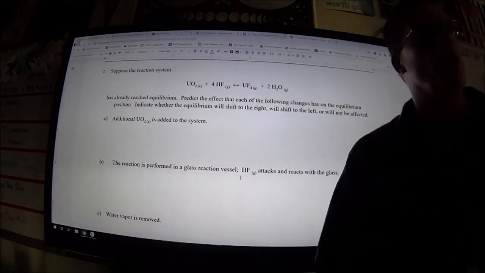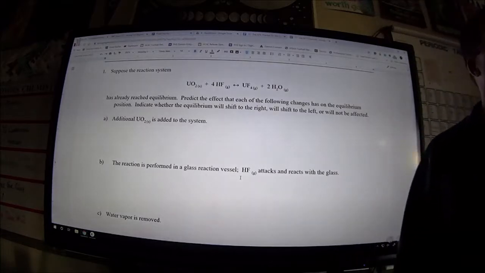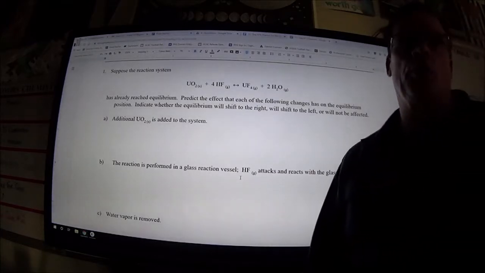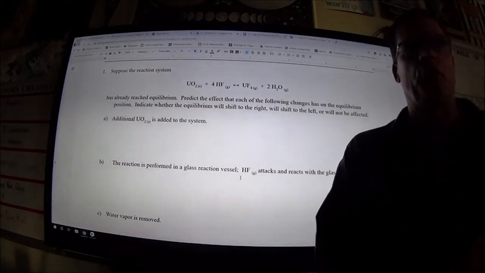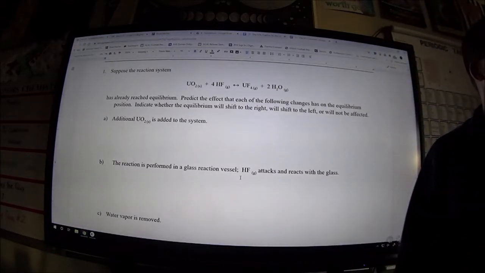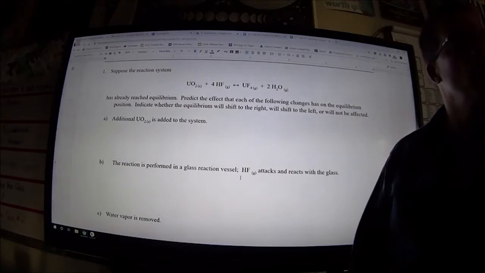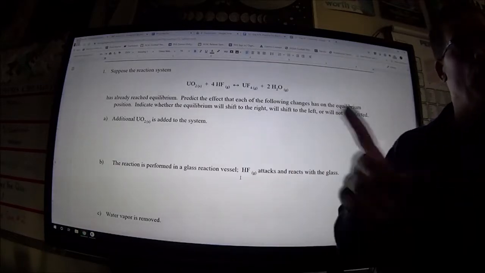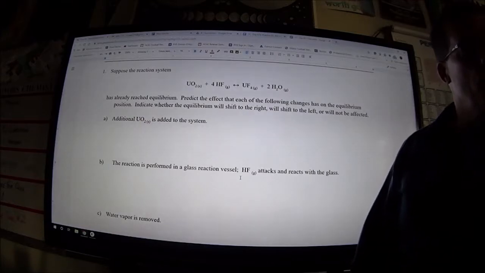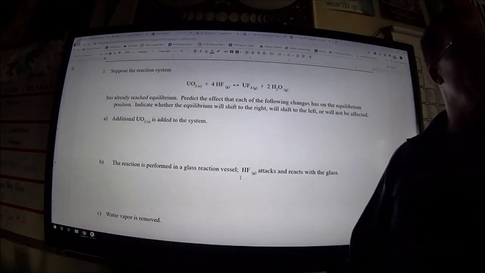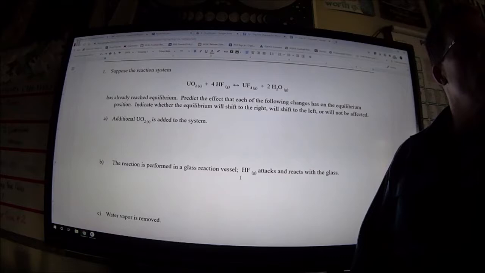You don't have to know what those exact values are, which is nice. But why is K not changing? Because the temperature doesn't change. If the temperature changes, K will change. That's the easiest rule with Le Chatelier. We'll talk about why K changes with temperature here in a minute.